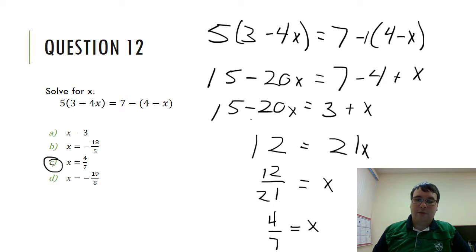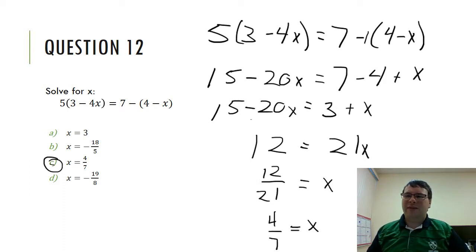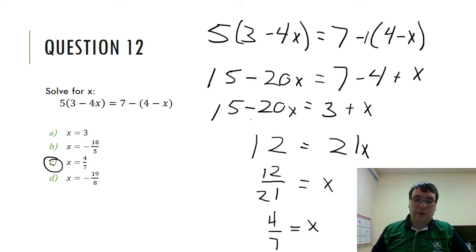Well, solving for x, I have to divide by 21, so I have 12 divided by 21. But I have to ask myself, can I simplify this at all? Well, 12, that's 3 and 4. 21, that's 3 and 7. So yeah, the 3's can cancel. And that would leave me 4/7 as my x value, which is answer choice C.